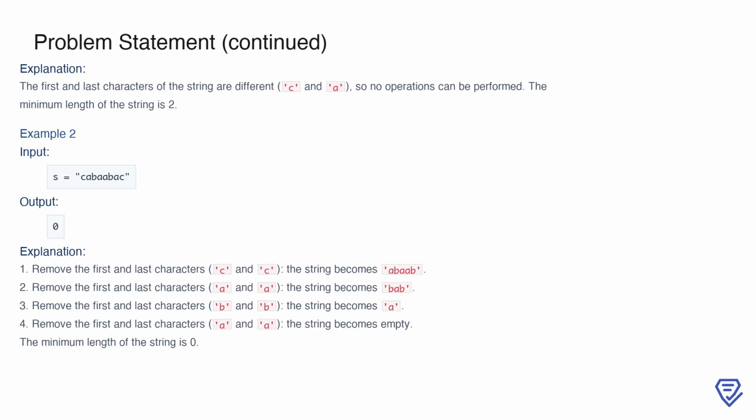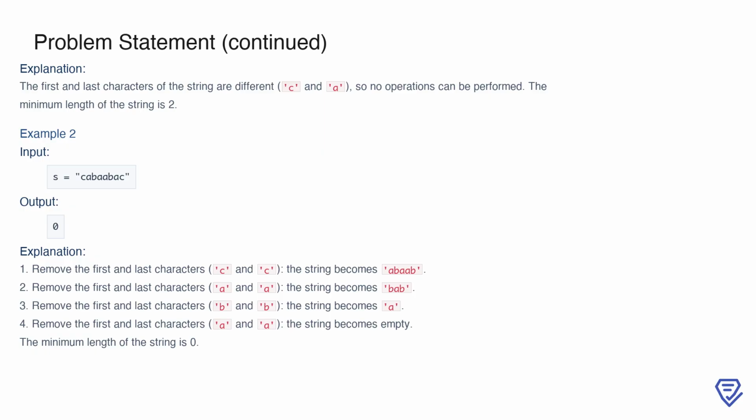Now, consider another example where the input string is S equals CABABAC. Here, the first and last characters are both C, so we can perform an operation to remove them. This reduces the string to ABABA. Next, the first and last characters of ABABA are both A, so we remove them as well, leaving BAB.